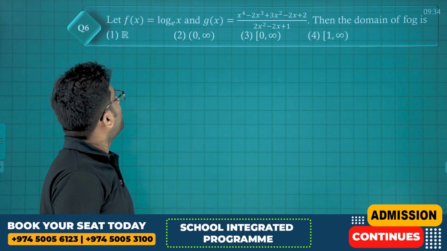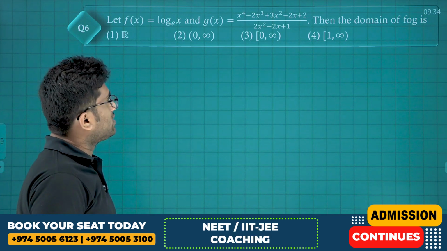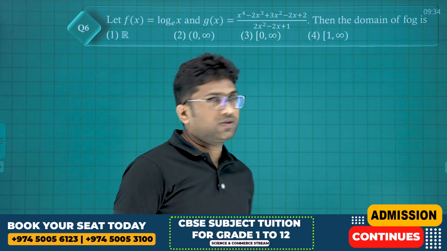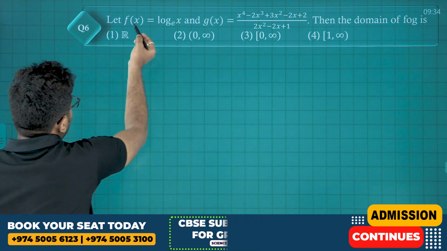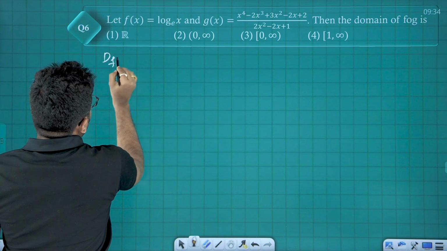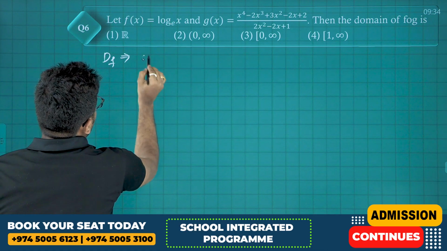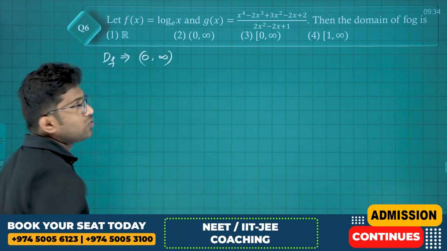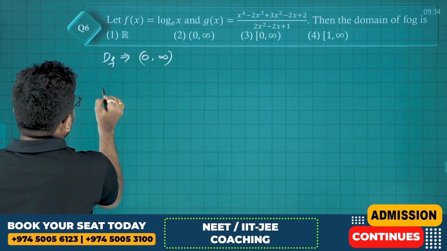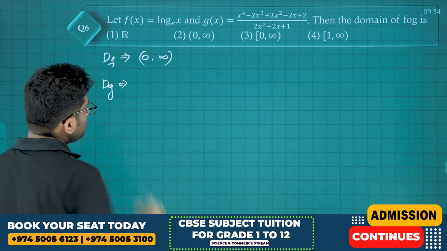Next question. If a function f of x given, g of x given, then the domain of f circle g. Okay, simple question. First, what is the domain of f of x? Domain of f of x is log x, no? Open 0 to infinity. x should be greater than 0. What about the domain of g? We have to find it.